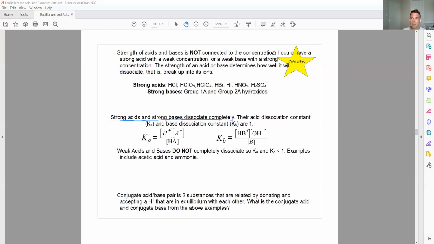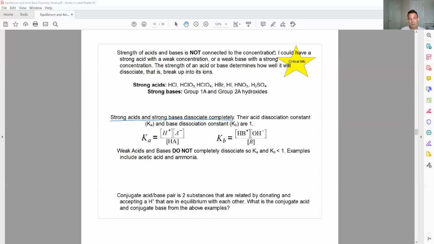So we talked about equilibrium expressions and the equilibrium constants, I think that was last week, the Ks. And so for acid dissociation and base dissociation, you can have a Ka or a Kb, and it just tells you how well they dissociate. So if you have a strong acid or a strong base, their dissociation constant is going to be greater than 1, because it's going to go to the products.